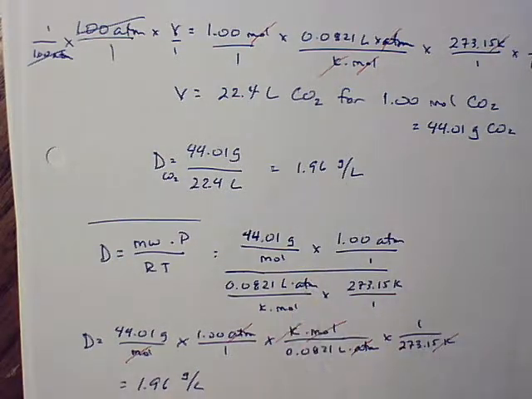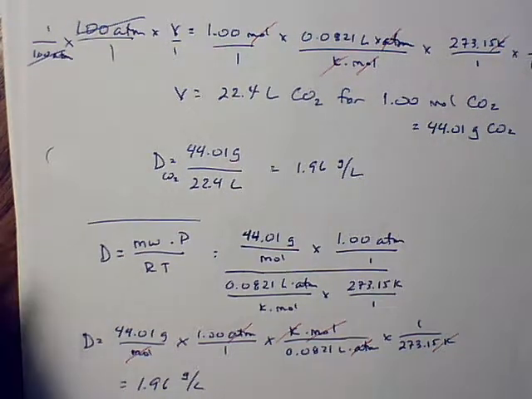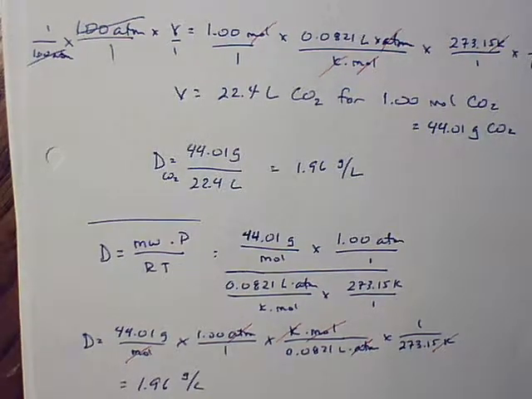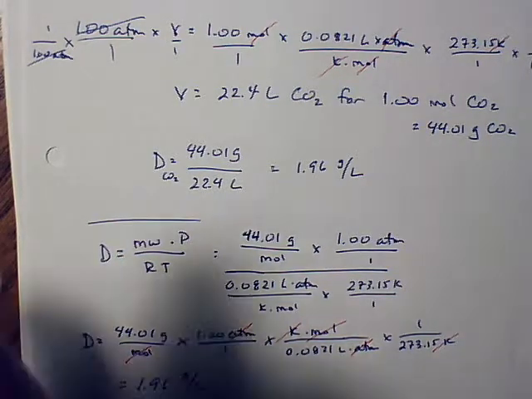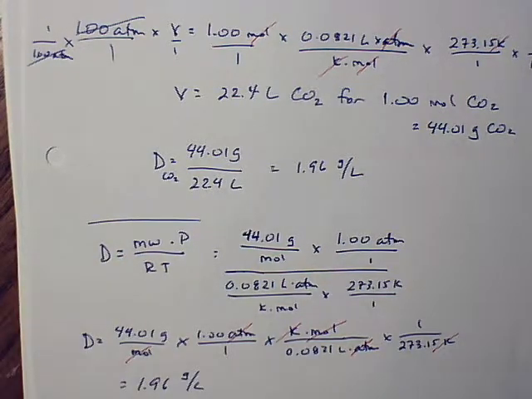The PV equals nRT is what you have in your test references for honors chemistry. The other, what I call the density derivative of the ideal gas law, is the same thing. It's just written in a different way. It gives you the same answer. We just figure out what density would be using the ideal gas law, and we plug it into that. So I like that, but you don't have to use that to get there. You can get there other ways.